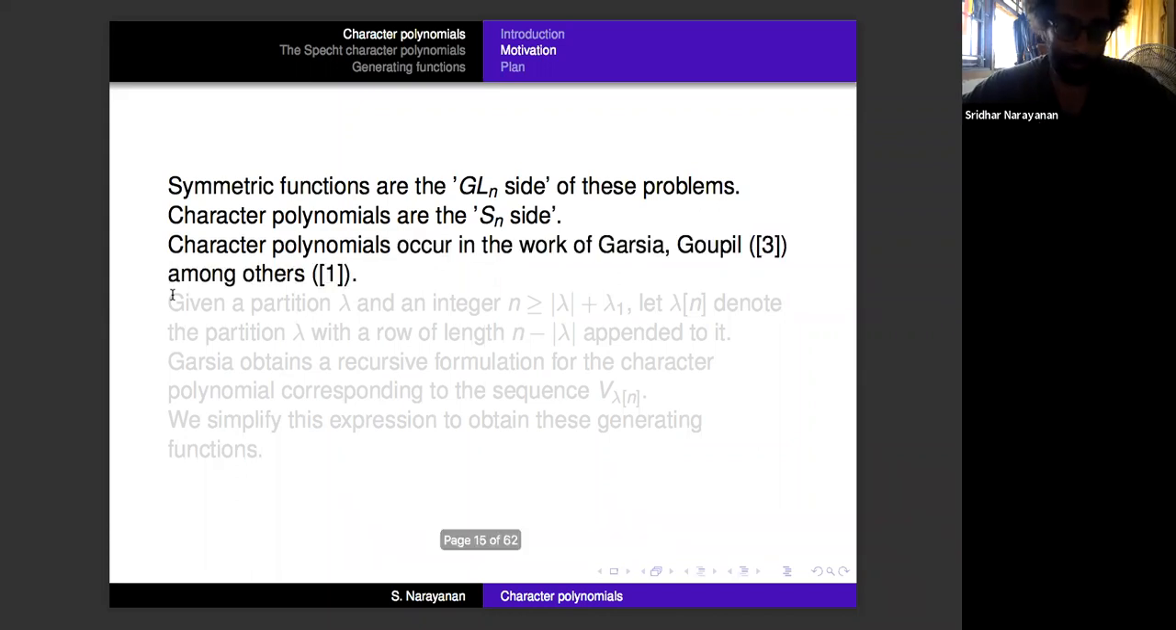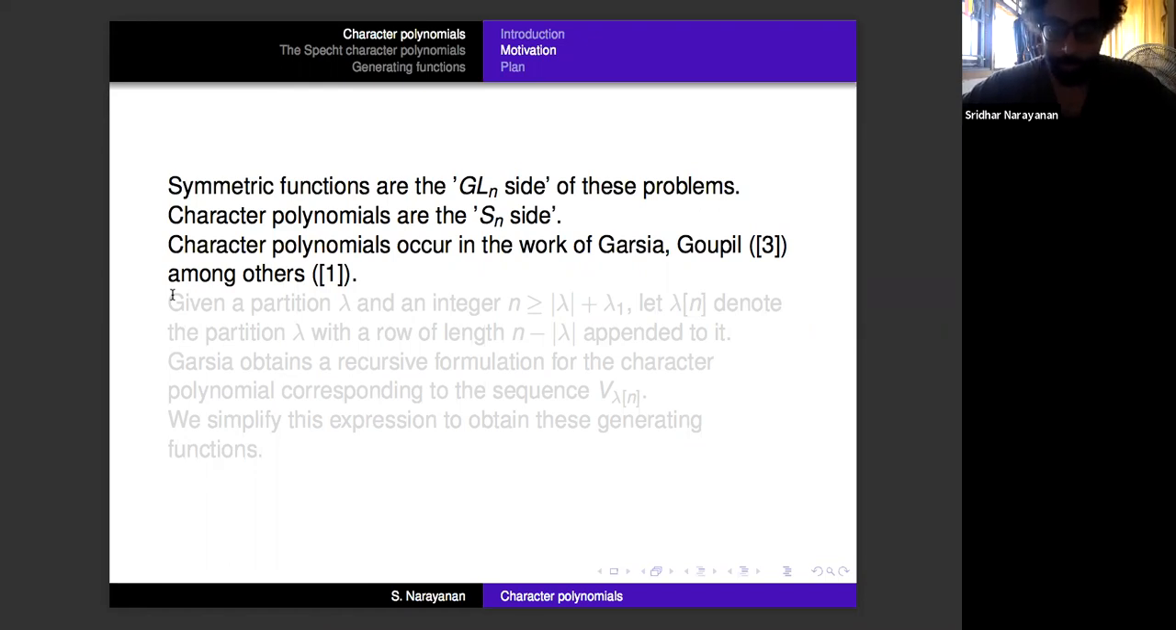Character polynomials can be thought of as looking at it from the S_N side, because we are obtaining class functions for all of these S_N representations, and it should be possible to work out what the irreducibles are from there. These occur in the work of Garcia and Goupil, and also a paper by Ashraf, which is particularly about two-row character polynomials. So they do occur in the literature, but overall they are less developed.